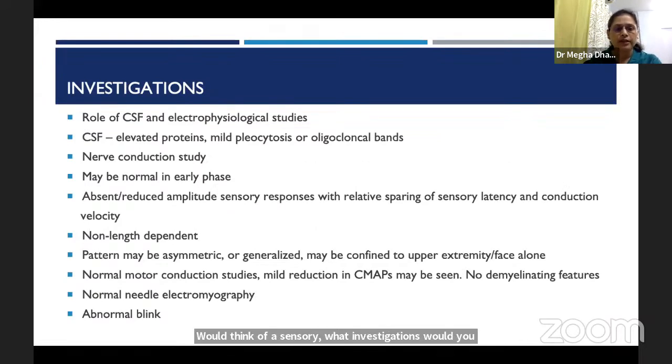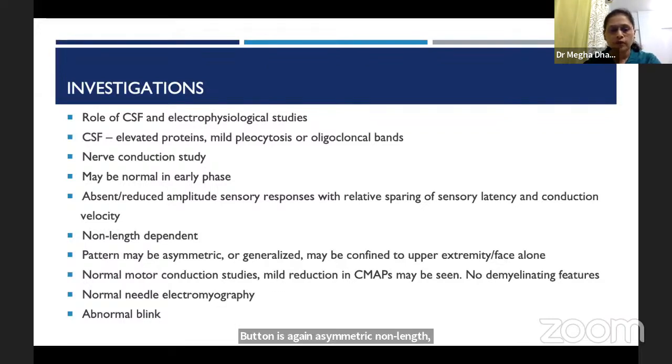CSF shows elevated proteins and mild pleocytosis or oligoclonal bands. Nerve conduction study plays an important role. As we have seen in the first patient, it may be normal in the early phase. Sensory responses may be absent or reduced with relative sparing of sensory latency and conduction velocity. So no features of demyelination are seen. Pattern is again asymmetric, non-length dependent.